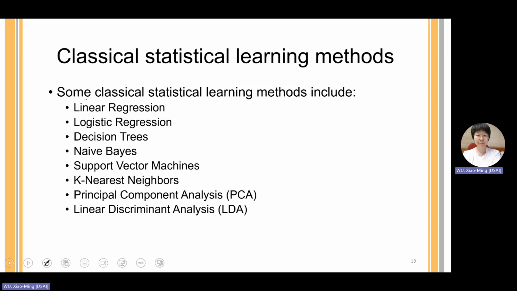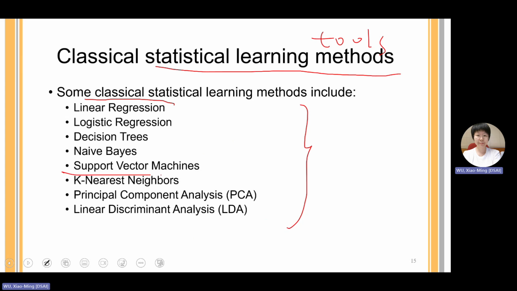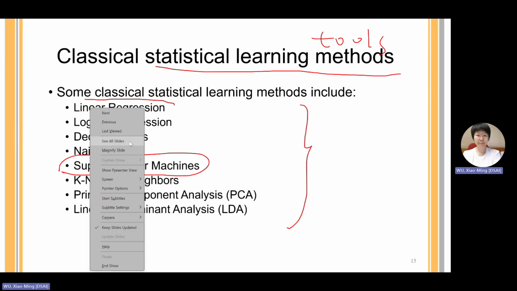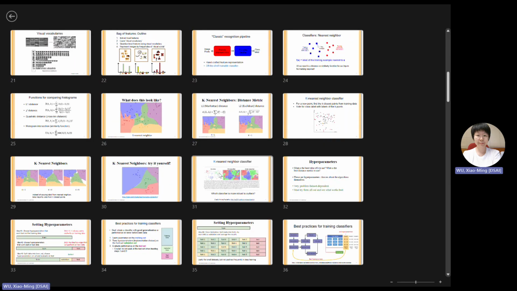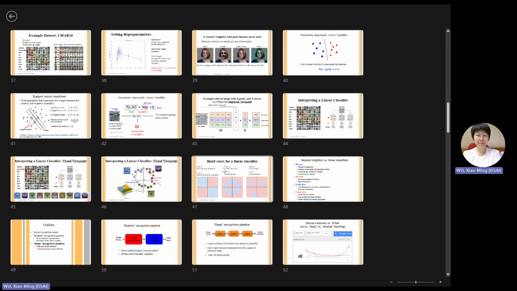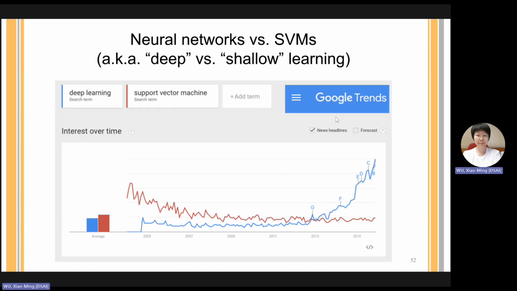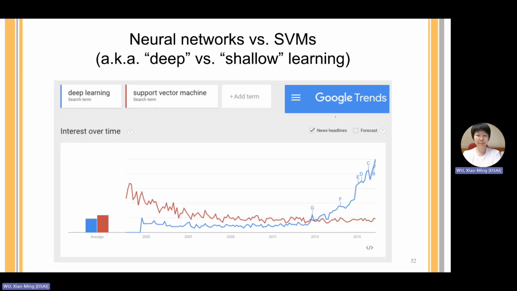These are the classical statistical learning methods, tools, or classifiers from before the deep learning era. And the support vector machines are among all those classifiers. The support vector machines are the most popular one. You can see there's a plot.